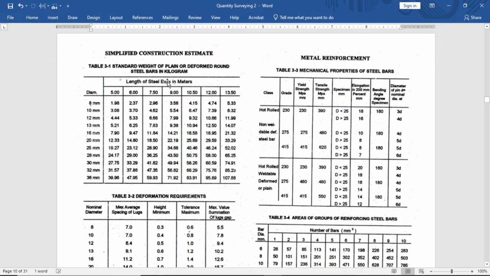So, pag bibili ka ng bakal na 16 mm na length ay 6 meters, ang weight niya is 9.47 kilograms. So, yan yung length natin, 16 mm diameter na 6 meters na steel bar. So, pag mas mahaba yung steel bar natin, ibig sabihin mas mabigat yan. So, pag 36 naman, na 6 meters, 47.95 kilogram ang bigat.